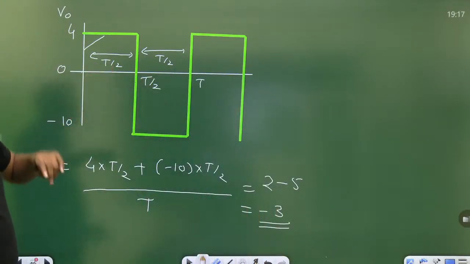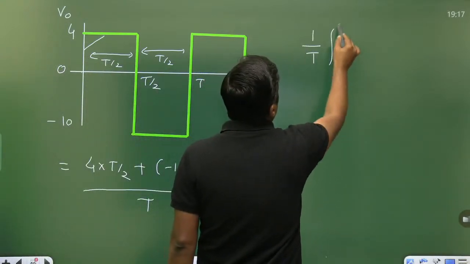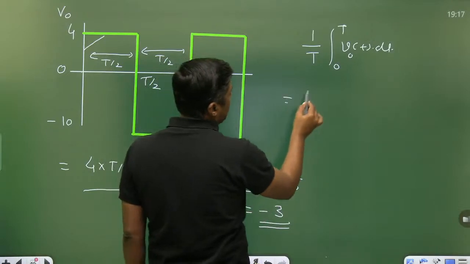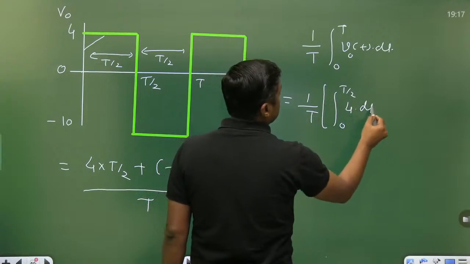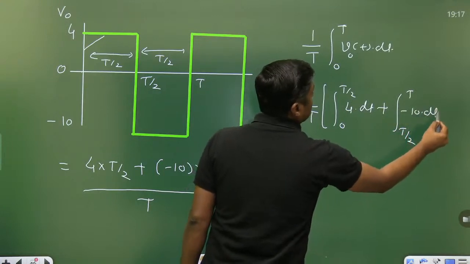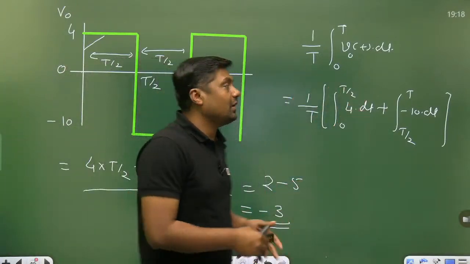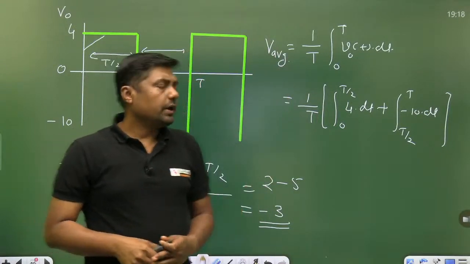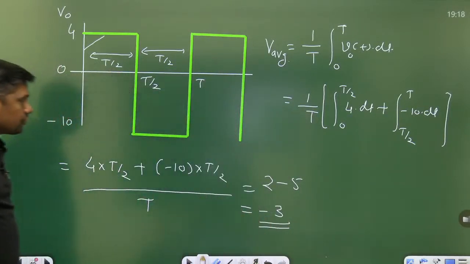Now, students will integrate it, but it is a simple square wave. Why do you want to integrate it? During one period, you have to integrate the signal. Right? Yes, you can also integrate. You are going to get the same answer as from this average value. This is the general formula for average value. Again you will get minus 3 as the answer for this particular question.